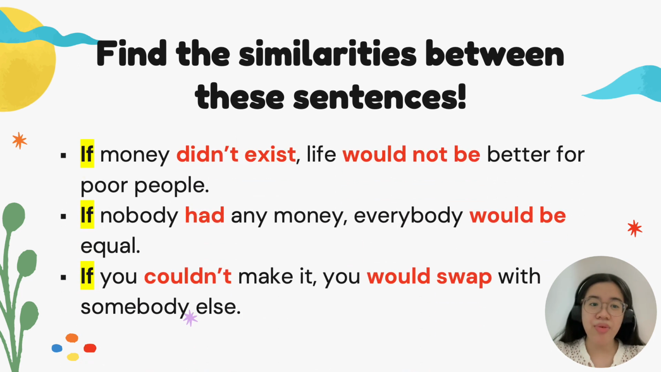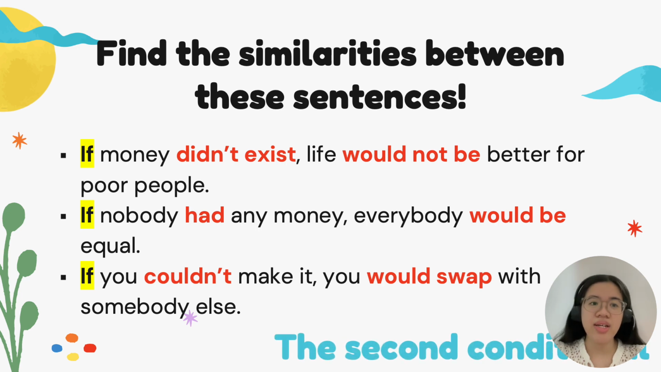I think that all three sentences begin with the word if. In the first clause, it contains the past tense, and in the second clause, it contains would or would not plus verb in the infinitive form. So, we can call this the second conditional, câu điều kiện loại 2.